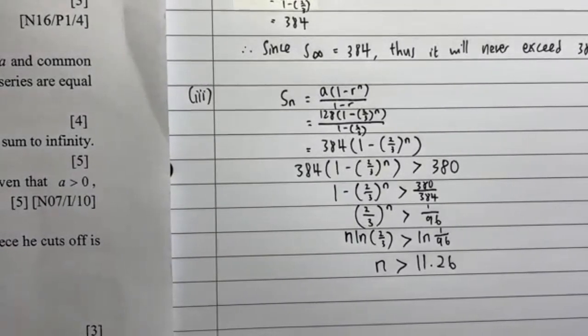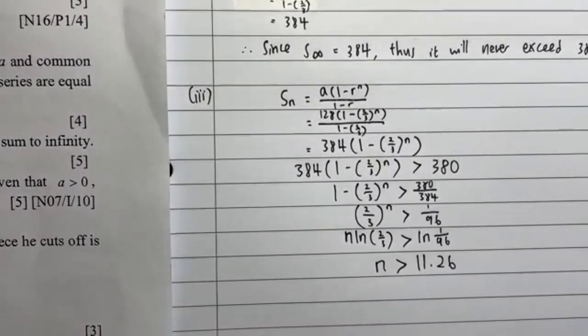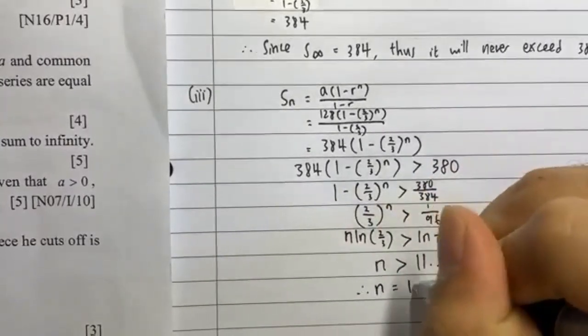That's fair. Because it has to be greater than this, right? And it has to be a whole number, so it's 12. So at 12, is it greater than 380? Yeah, it's greater than 380. Fine. Because if it's at 11, it won't be 380 yet. At least I can see your logic there. Good.